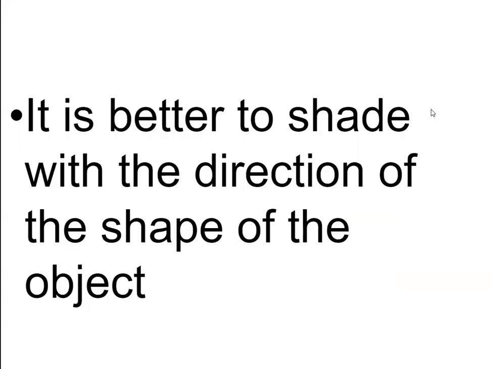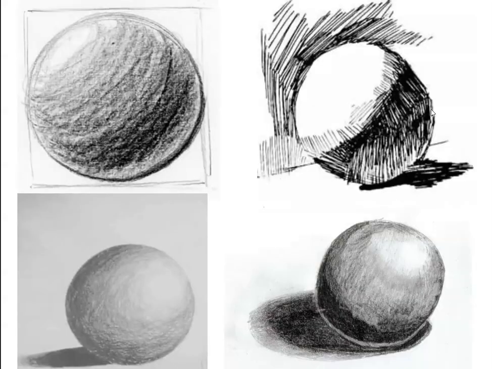Now it is better to shade with the direction of the shape of the object. So if you have something curved, shade on a curve. If you have something straight, shade straight. If you have something furry, you can shade in multiple directions to follow the fur. It just depends on what your object is.